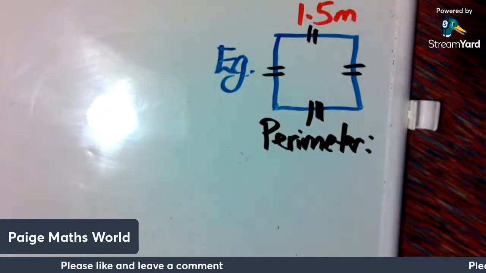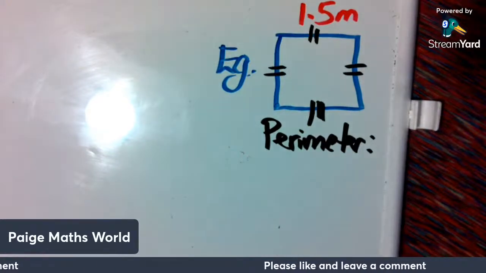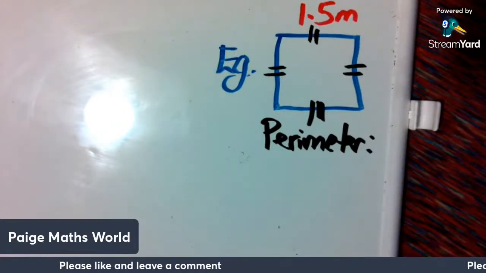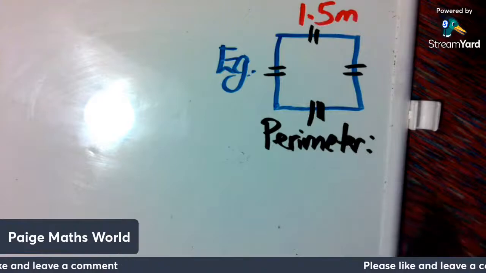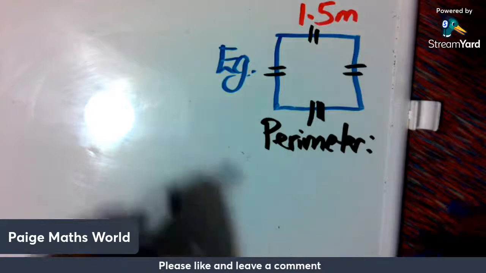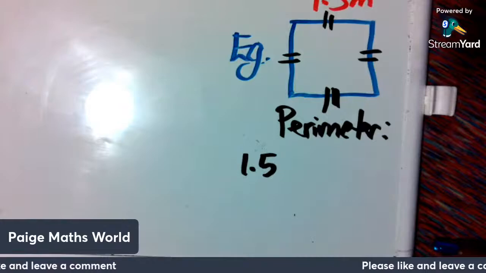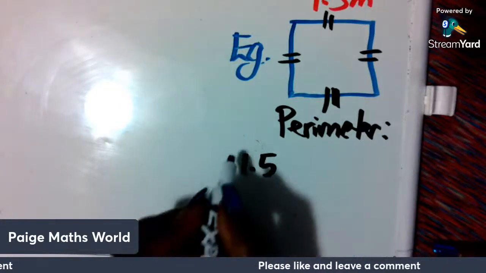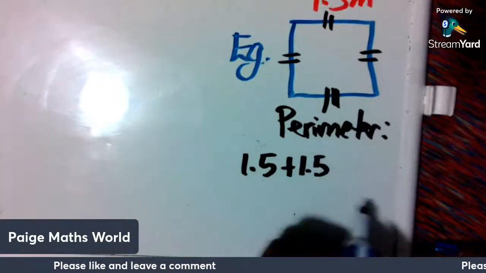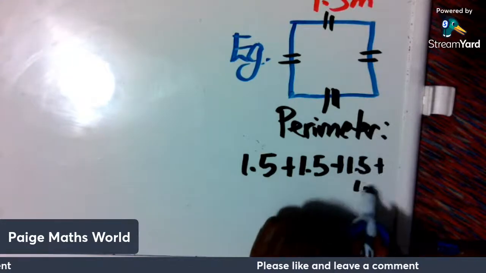So what is the perimeter of this particular square? Again, remember the perimeter is the distance around the object or the shape. And if it is a square, it means all the sides are equal, right? So one side is 1.5 meters, and there are 4 sides to the square. So it's going to be 1.5, I'm doing it the long way, plus 1.5, plus 1.5, plus 1.5.